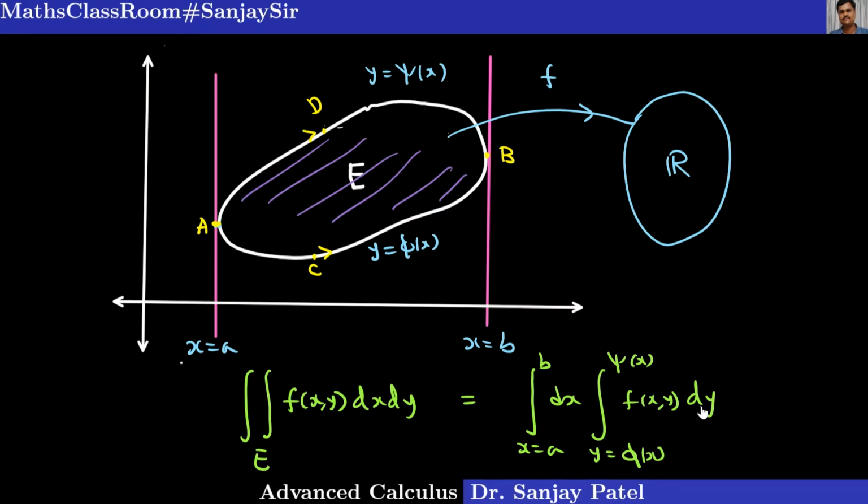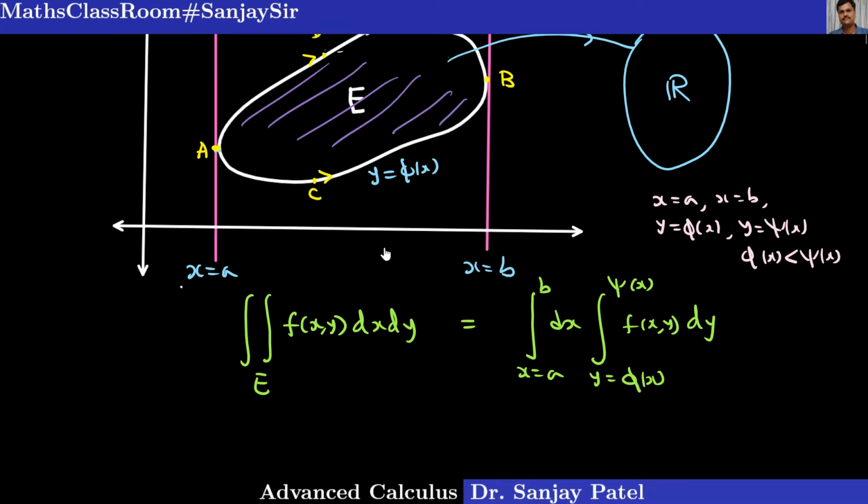Whenever the region is enclosed between these four curves, you must understand they are x equal to A, x equal to B, these two lines, and the curves y equal to phi of x and y equal to psi of x, where we assume that phi of x is always less than psi of x for every x between A and B. If our function f of two variables is integrable, that is, the double integral exists over the region E, then it is given by this type of repeated integral. And there is another option also.